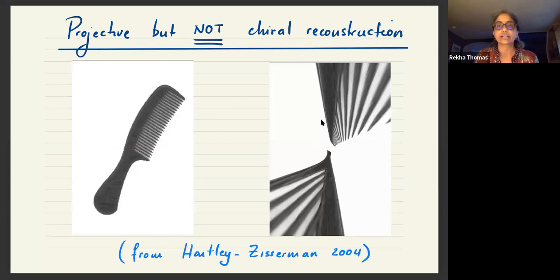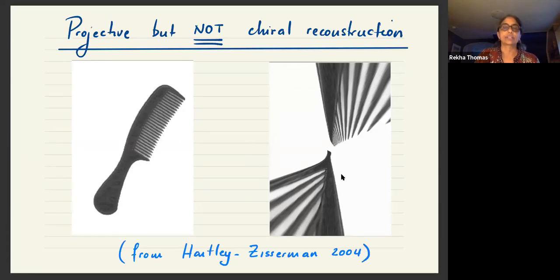Okay, so this is projective, but not chiral. This picture is from the very nice book of Hartley and Zisserman, which is sort of the standard reference for all of these geometric problems in computer vision. Okay, so we want chiral reconstructions, not just projective reconstructions.